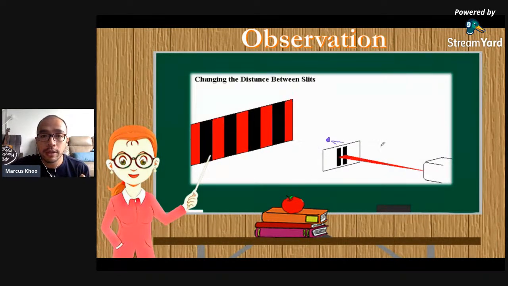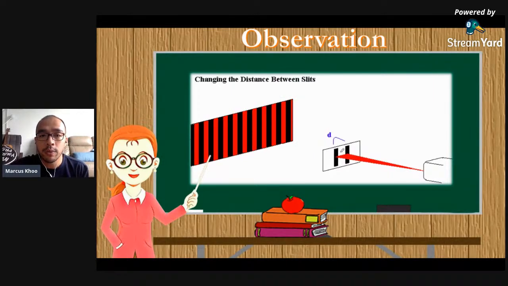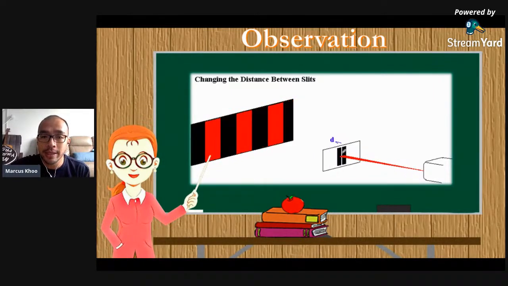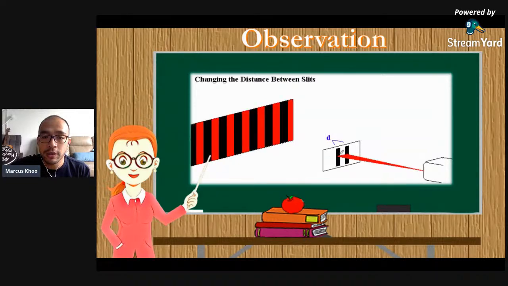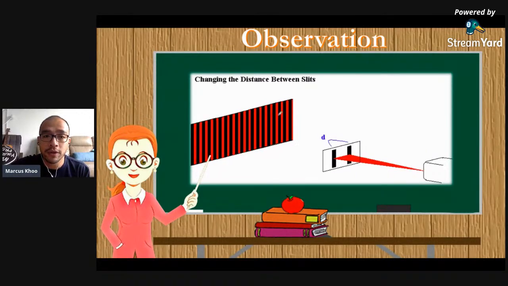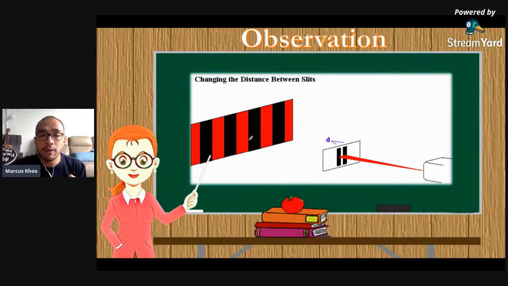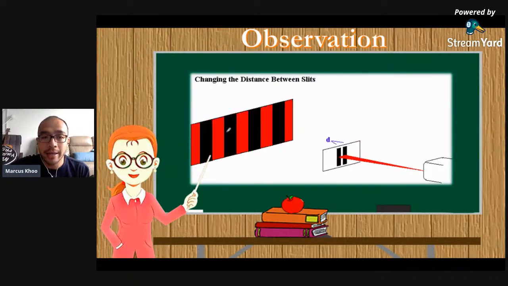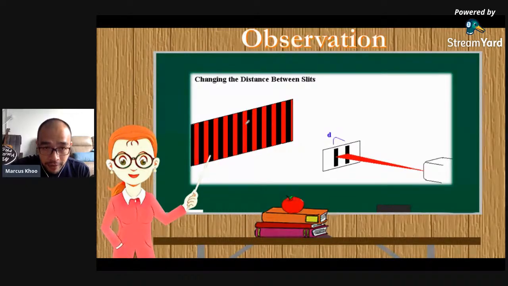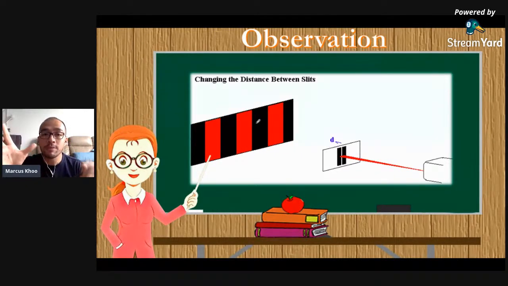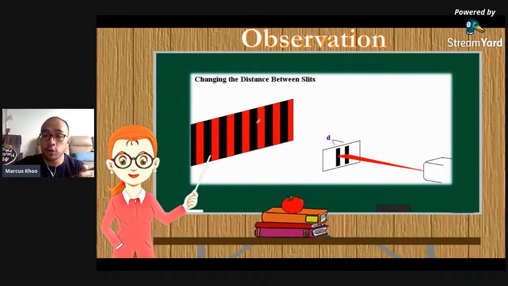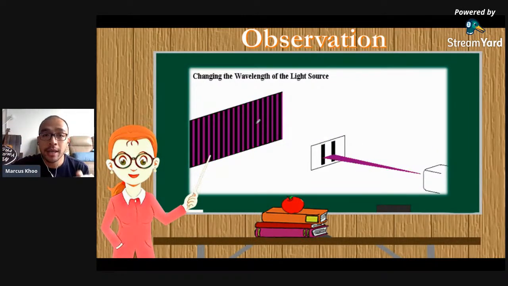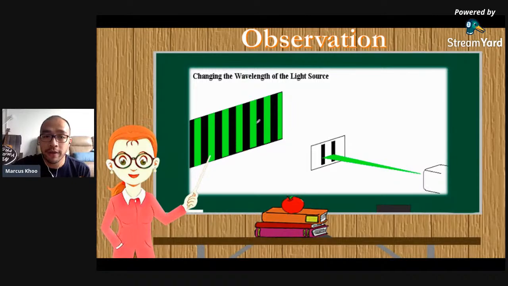Now notice this: when you change the distance between the slits, so this is one slit, the bigger the slit, look at the pattern over here. What can you tell me about the distance between the slits and the interference pattern? The pattern becomes thinner and thinner. I want you to notice this first. Second is if I change the wavelength.